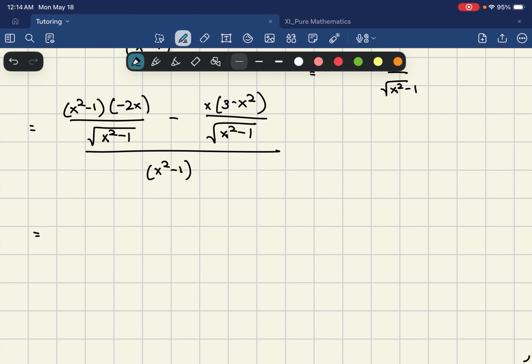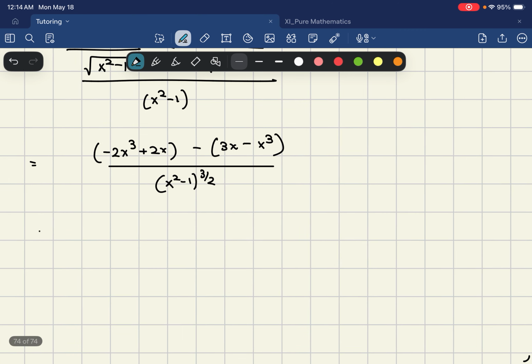All right, so now I can do some further simplifications. In the numerator, I'm going to get 2x minus 2x cubed plus 2x minus 3x minus x to the power 3, divided by x squared minus 1 to the power 3 by 2. So now if you simplify further, I believe you're going to get a minus sign. You can factor it out: x cubed plus x divided by x squared minus 1 to the power 3 by 2. I think that is your final solution.